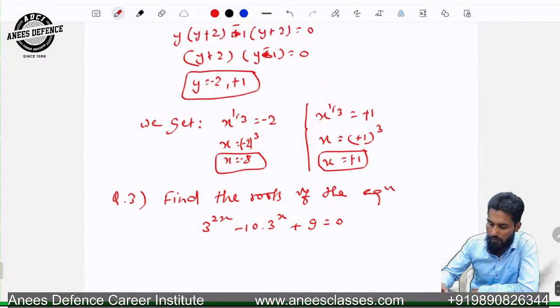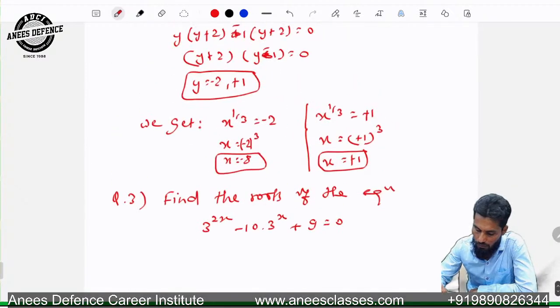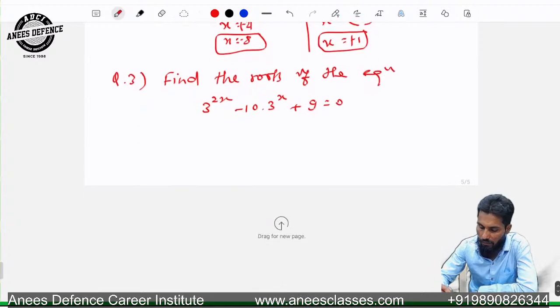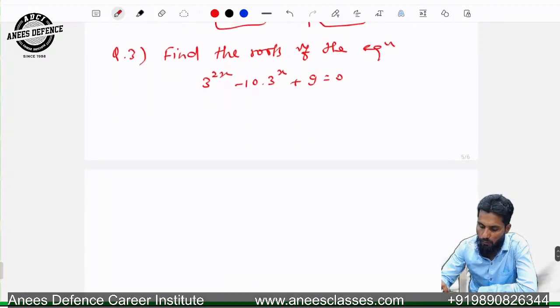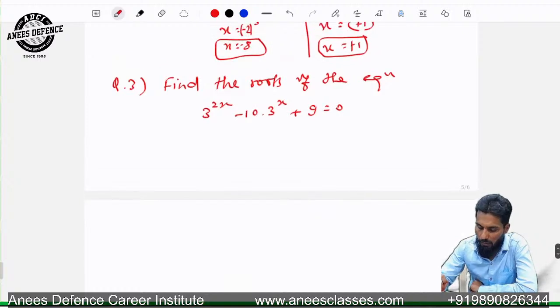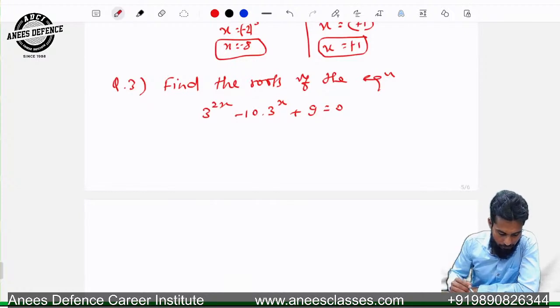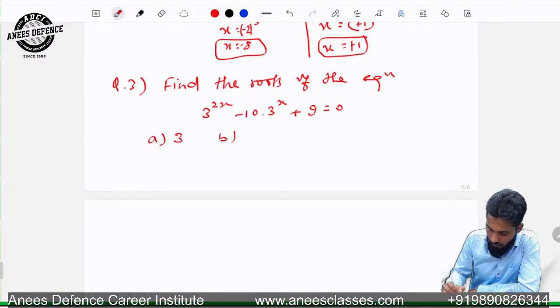Okay, solve it. It is similar to the above question. You have to assume 3 raised to x as y, and then with the help of a quadratic equation in terms of y, you have to solve it by middle term splitting. And after getting those two values for y, you have to replace it again with 3 raised to x. Then you will get the actual value of x. The options are: first option 3, second option 2, third option 1, and fourth option none.